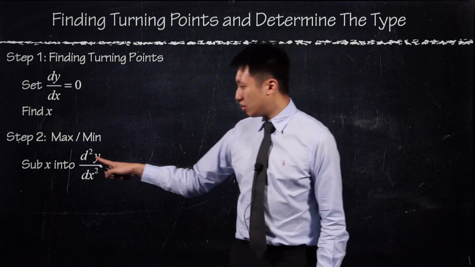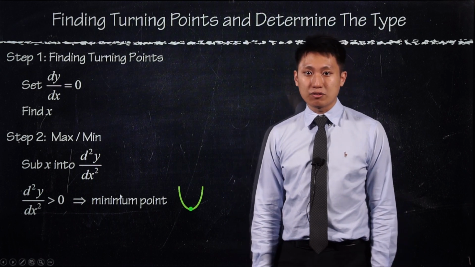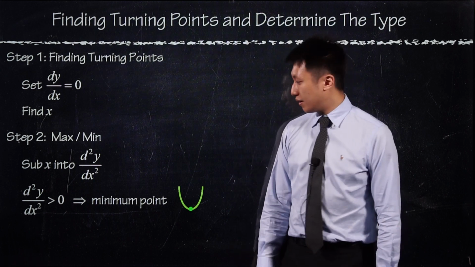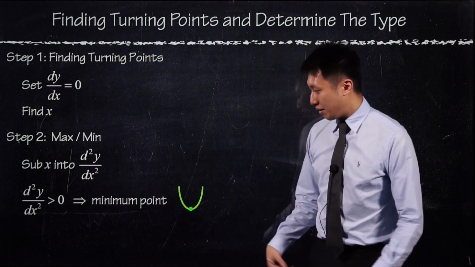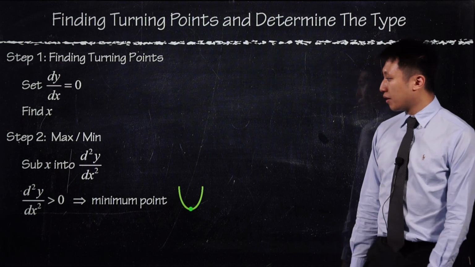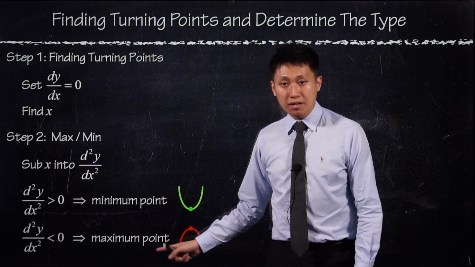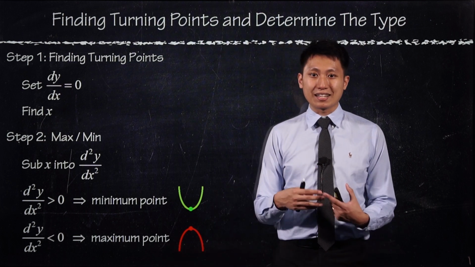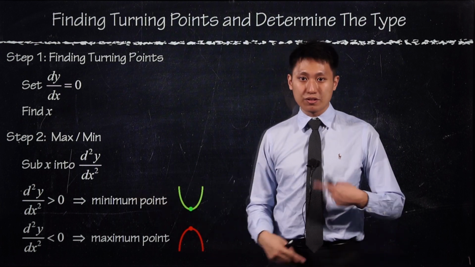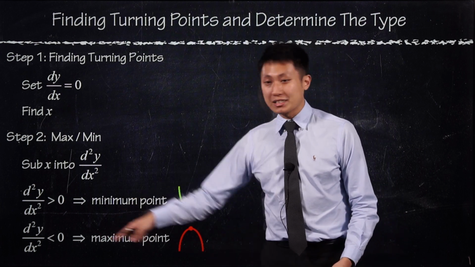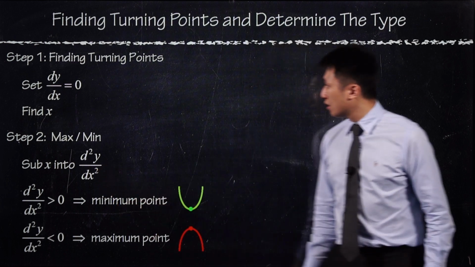You have to find d²y/dx². If d²y/dx² is greater than 0, then it means that it's a minimum point. If it's less than 0, then it's a maximum point. So the thing is a bit like a ballet, right? Minimum point if it's greater than 0, maximum point if it's less than 0. Just get it into your mind. You need to remember this.